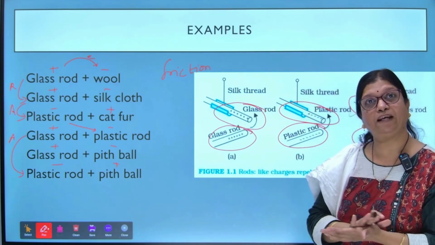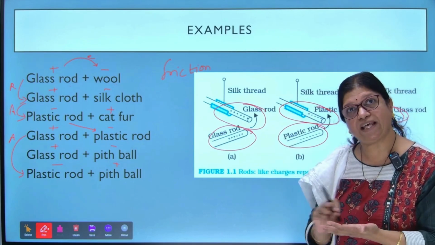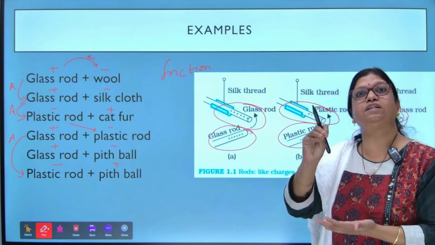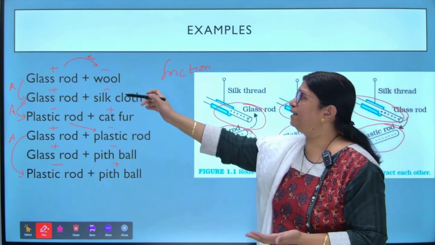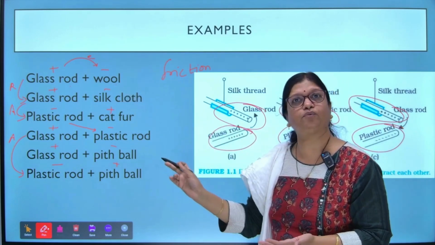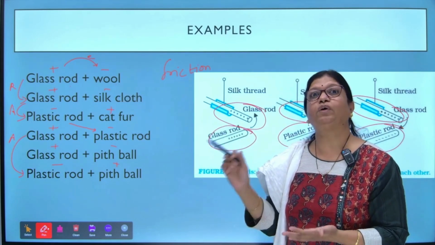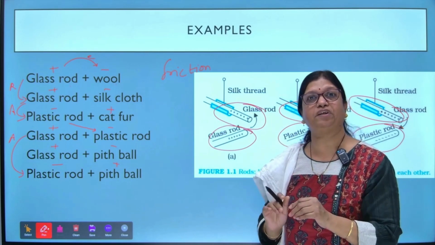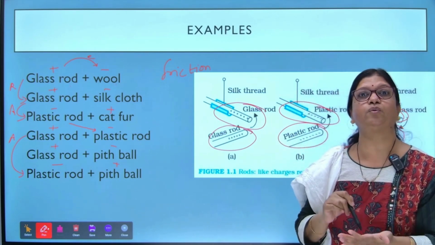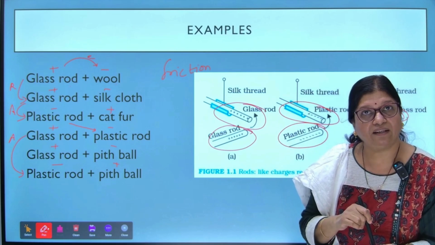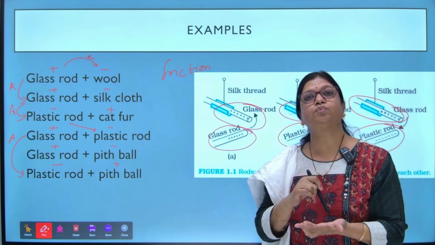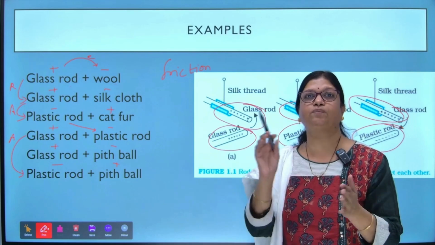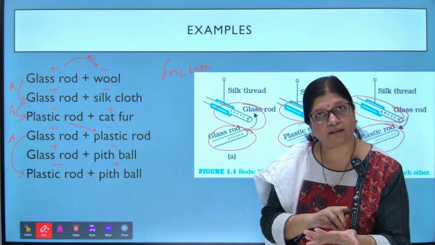We have applied frictional force such that the electrons come to the surface of the glass rod or the wool, or can even transfer from the glass rod to the wool. But once it is deposited on the surface, the material of the insulator is such that it will not help the charge to move in any direction. It will just be deposited there.